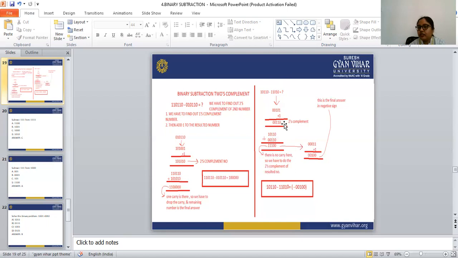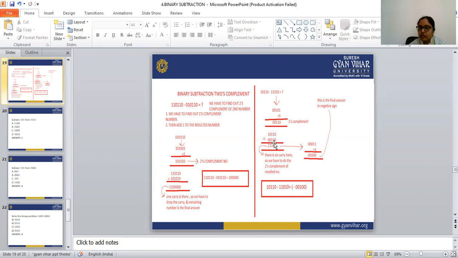After that, what do we have to do? We have to add the 2's complement number and the first number. Look at this, 0, 0, 1, 1, 0. I have written the second number here. Next the first number, 1, 0, 1, 1, 0, is the first number here. So we have to add these two numbers.